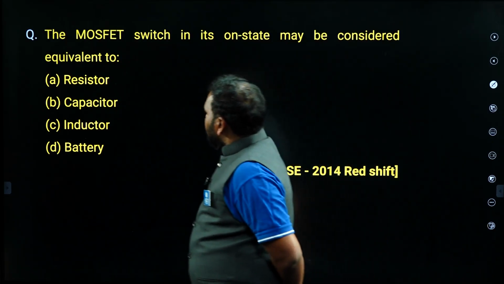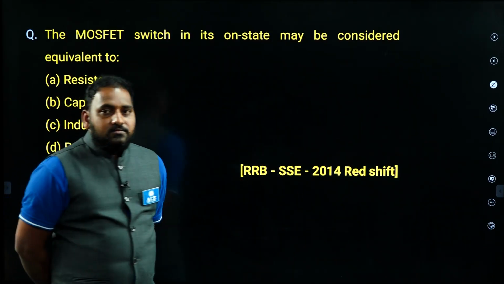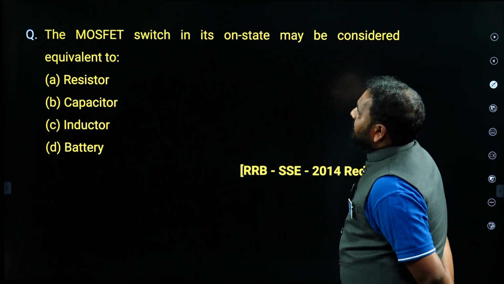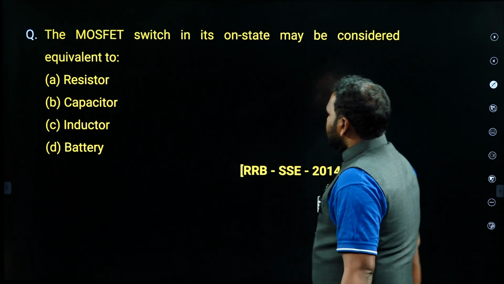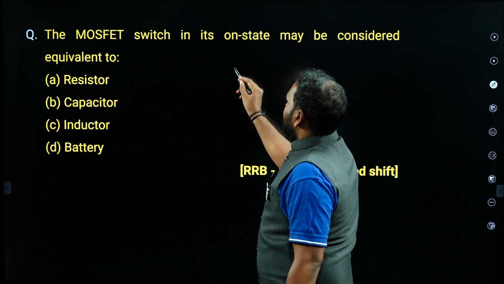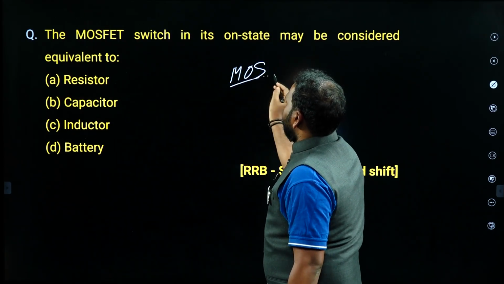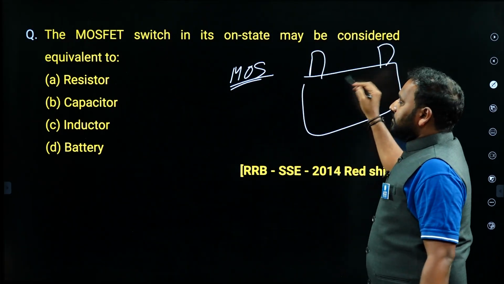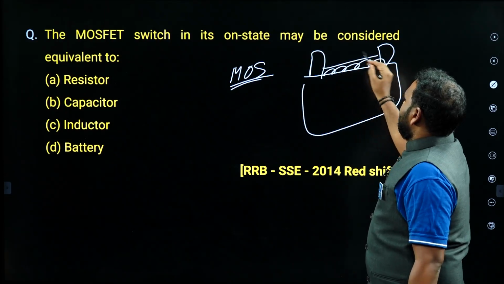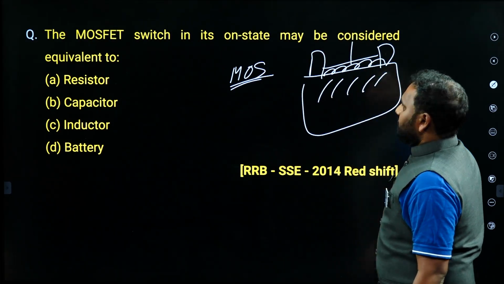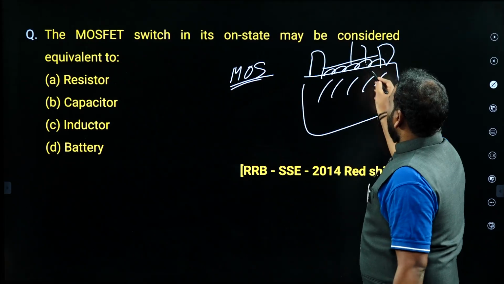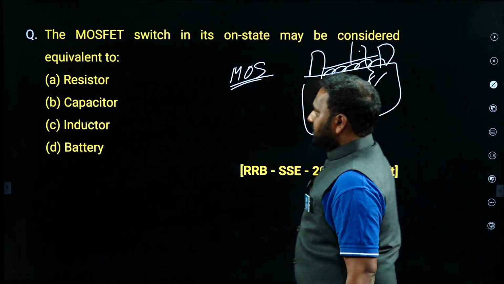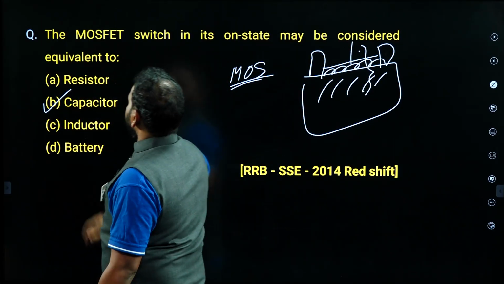The MOSFET switch in its on state may be considered as... See guys, once the MOSFET device is operating, metal oxide semiconductor, metal and oxide in between semiconductor. Do you remember the operation we have discussed? Rough sketch only: source, drain, SiO2 layer, then the gate, and here a channel will be developed, enhancement type, for example. So it is almost like a capacitor. Between two metals there is an insulating layer or isolation layer, SiO2 layer. So basically it is a capacitor.